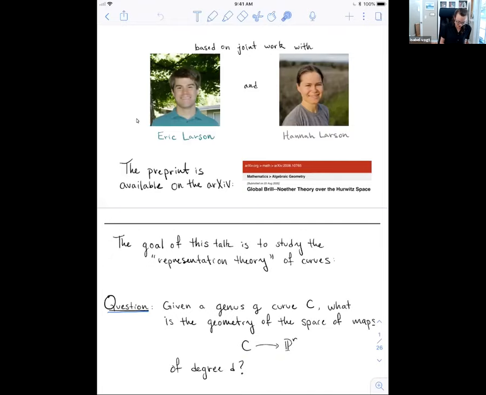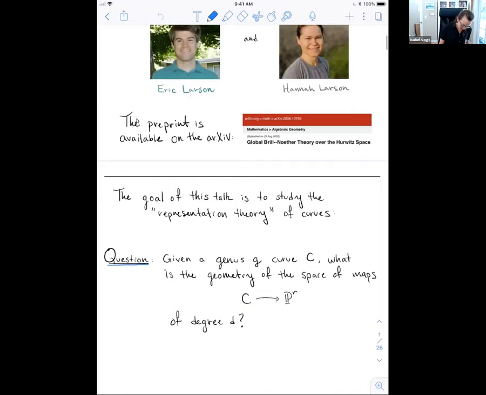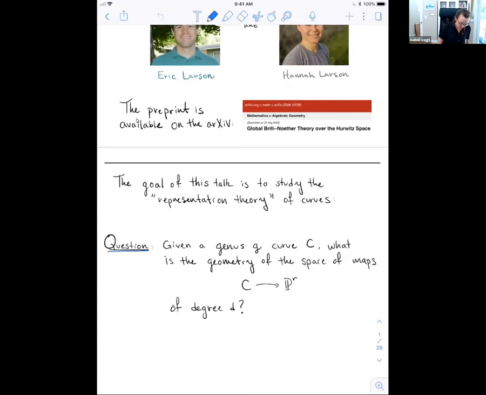And of course, by the correspondence between maps to projective space and line bundles, this data is equivalent to a line bundle L in Pic^d of the curve and a subspace inside of the global sections of L of dimension r plus one, that's base point free.